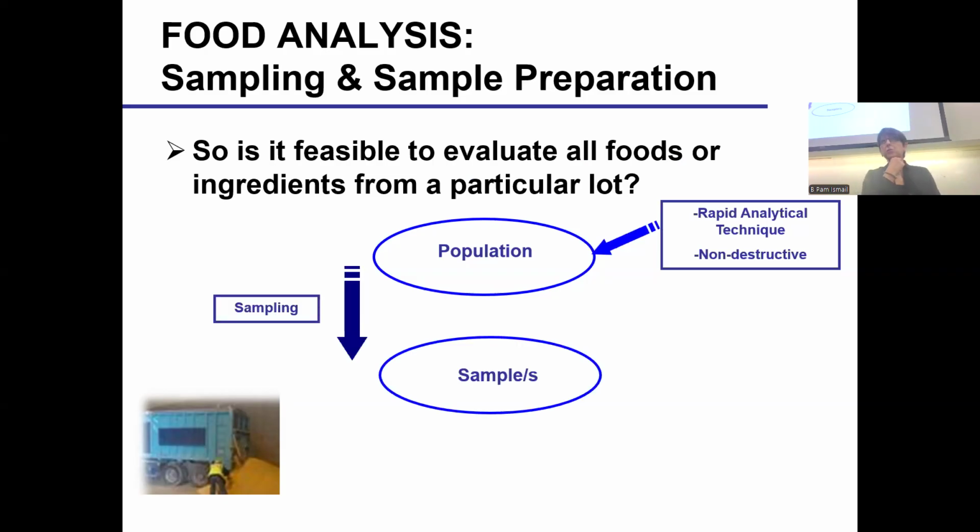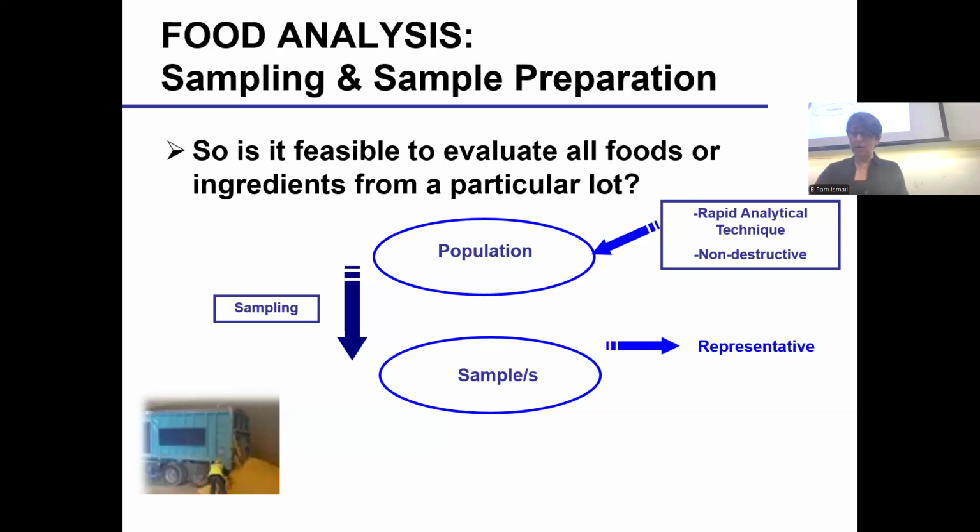But in most cases, you really have to take a sample. The lot is huge, and you really have to take a sample and analyze. Samples need to be representative of the entire population. That's why sampling is very important. So the way we sample has to be randomized. You don't want to be biased when you're sampling.